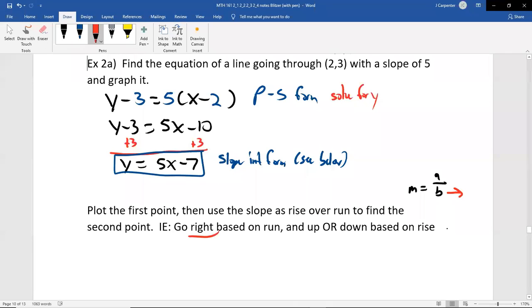Just like when we were talking about increasing, decreasing, constant, we always consider ourselves moving right. We really don't think about ourselves moving left when we're doing functional analysis. So you go right based on the run. So the denominator tells you how far right to go. And then the numerator, the top, tells you how far up or down to go based on the sign, based on rise. I have a typo here. Based on the sign.